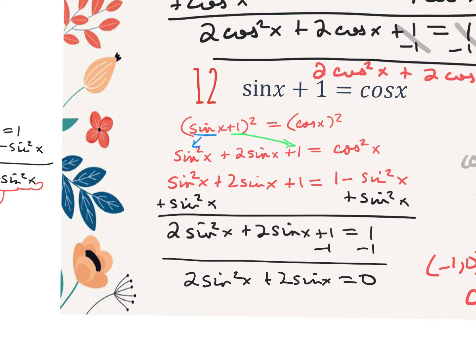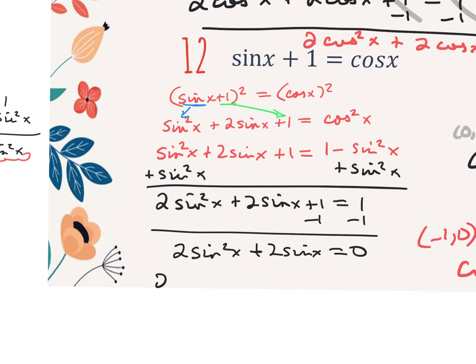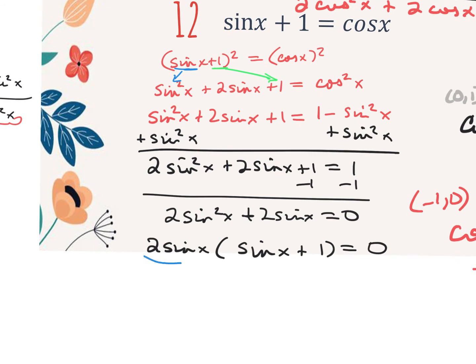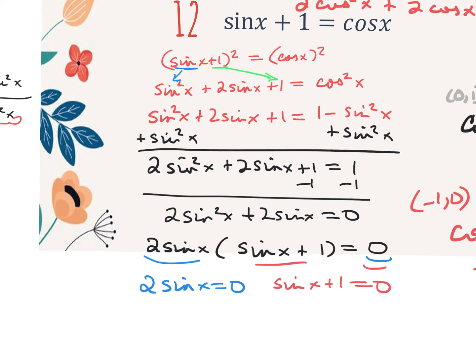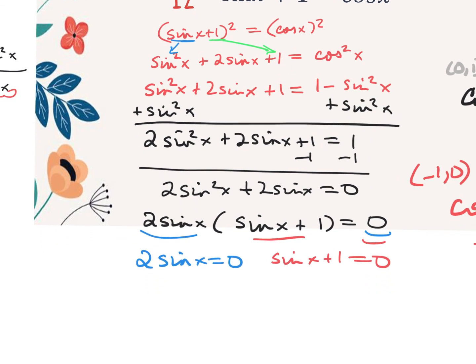And now I have a binomial that I can factor out a GCF. My GCF is going to be 2 sine x. I'm left with sine x plus 1 equals 0. Set each of the factors equal to 0. So 2 sine x equals 0. And then sine x plus 1 equals 0. This factor as well. Solve the blue one. Divide by 2. Sine x equals 0. Solve the red one by subtracting 1.